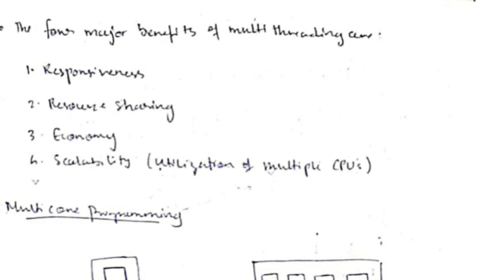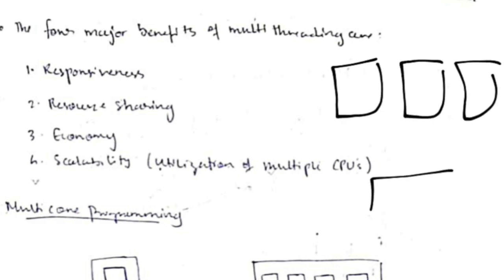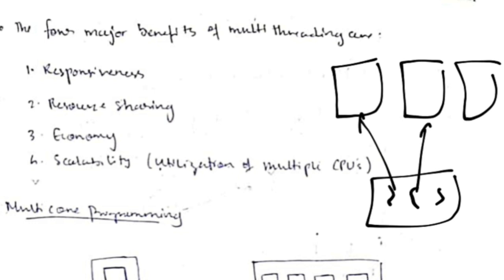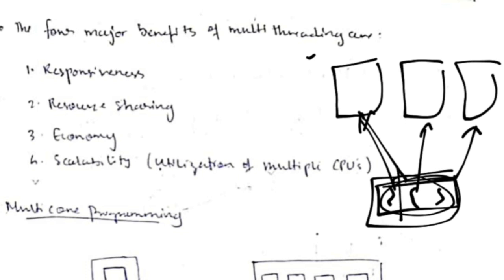And the fourth one is scalability. Scalability means that in the case of multiple CPUs, multi-threading can be used. If there is a process which has multiple threads, these threads can be assigned to different CPUs. What would happen if it was a single process? In that case, the whole process would be assigned to one of the CPUs, and it will take more time. But if the task is divided into multiple threads and given to each CPU, it will perform parallel operation and the task will be executed much faster than the traditional method.